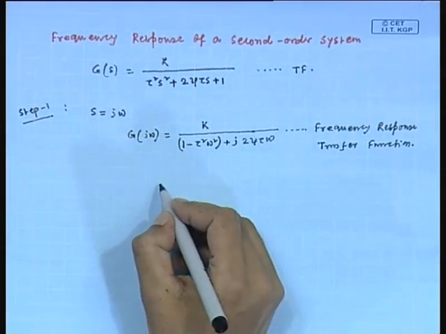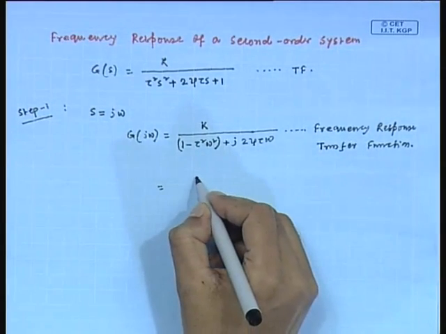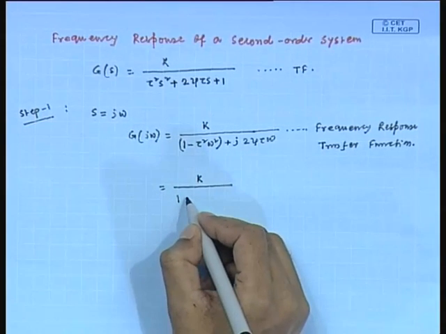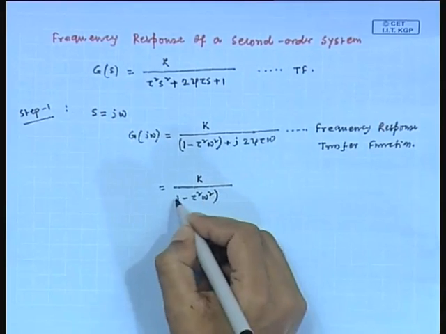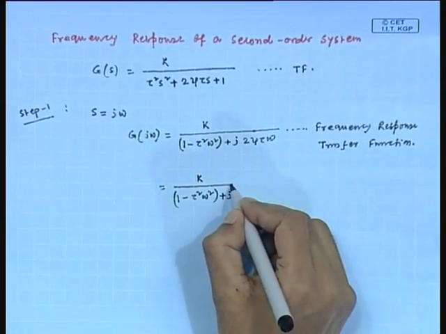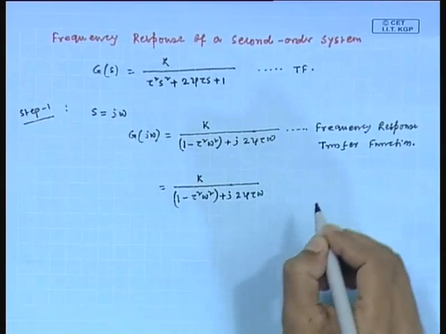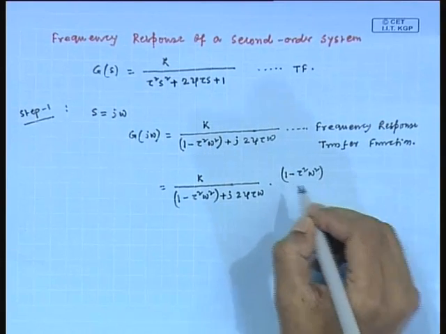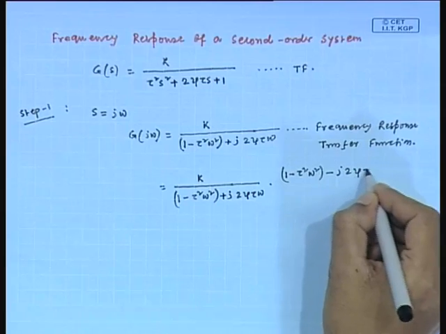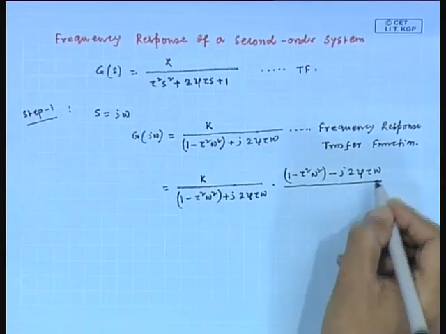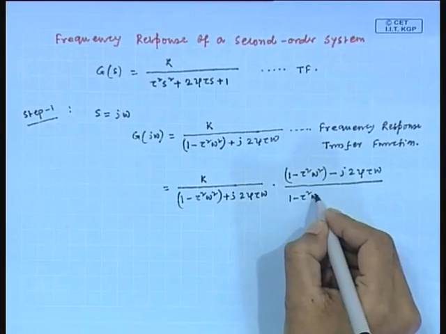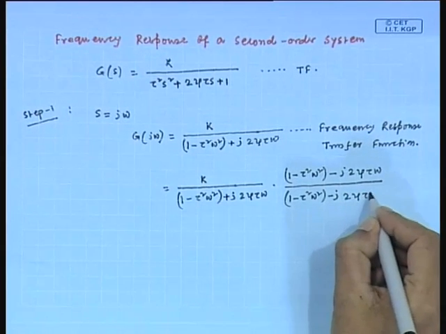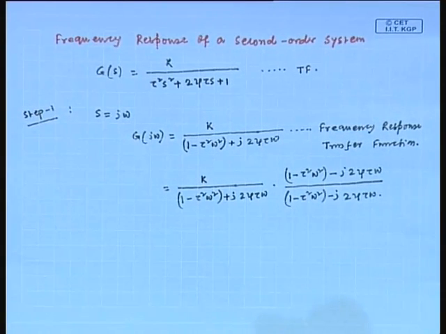Fine. Now, in the next step we write the frequency response transfer function as k divided by 1 minus tau square omega square plus j 2 zeta tau omega, multiplied by 1 minus tau square omega square minus j 2 zeta tau omega, divided by 1 minus tau square omega square minus j 2 zeta tau omega. Can we write?